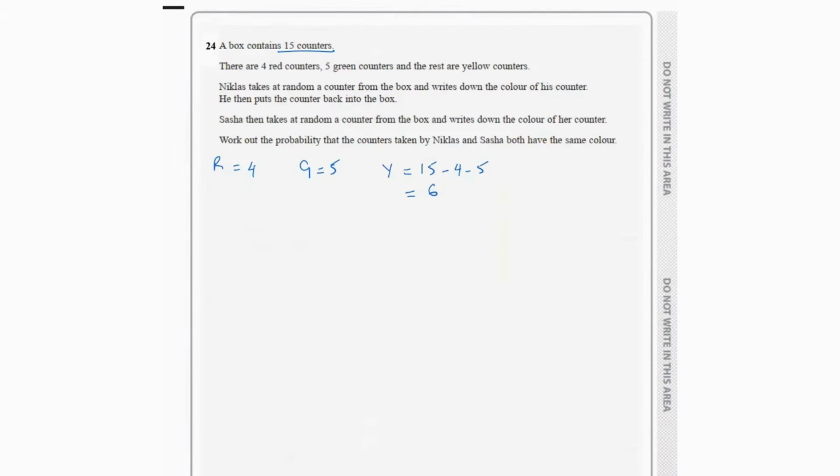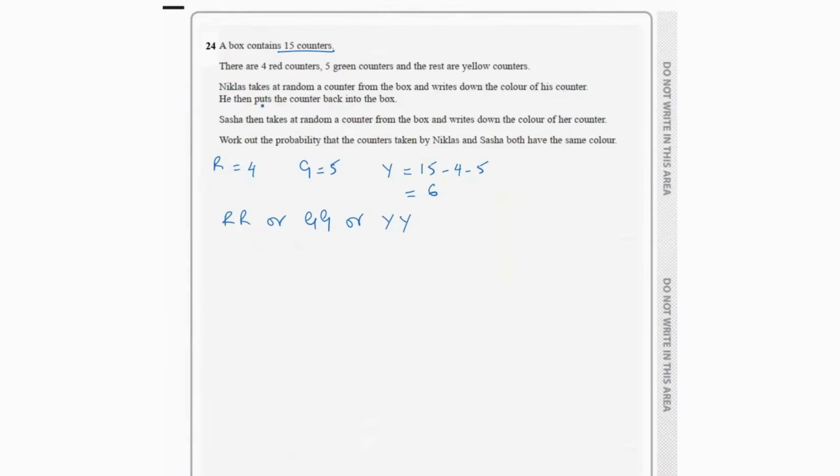Nicholas takes at random a counter from the box and writes down the color of his counter. He then puts the counter back into the box, so it is with replacement. He takes a counter, writes the color, and then puts it back in the box. Sasha then takes at random a counter from the box and writes down the color of her counter. We have to work out the probability that the counters taken by Nicholas and Sasha both have the same color. So either it can be red, red, or green, green, or yellow, yellow.